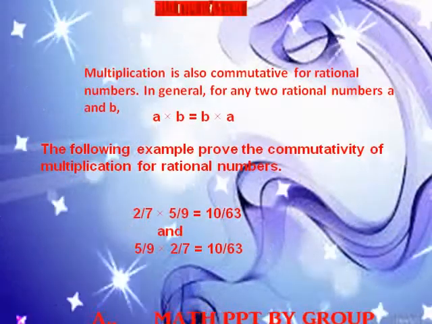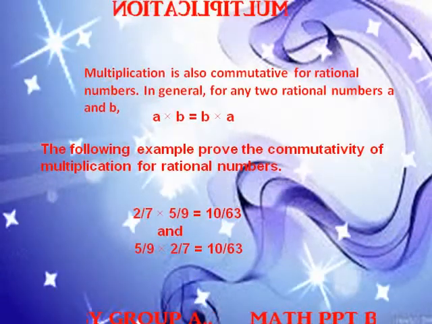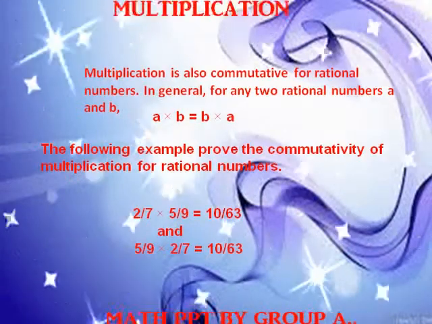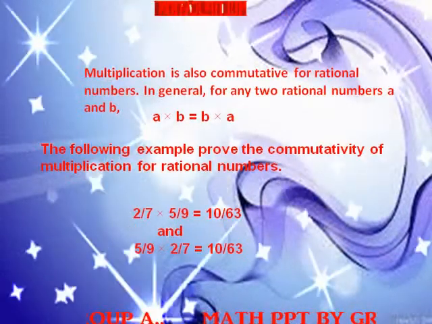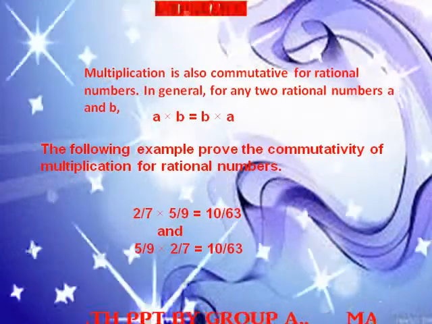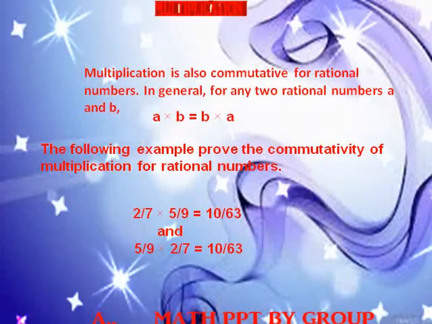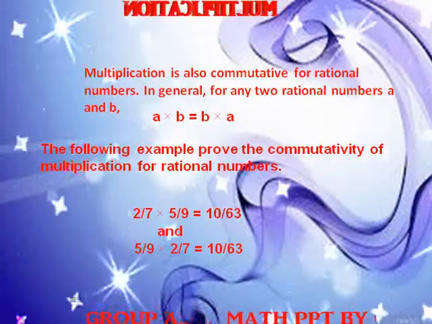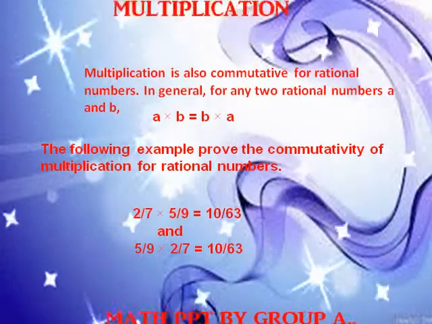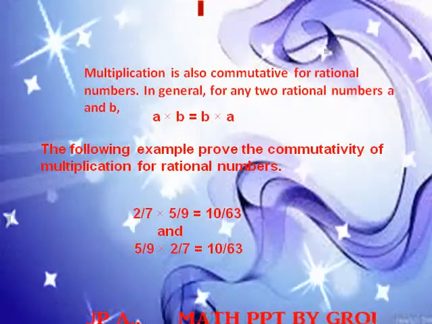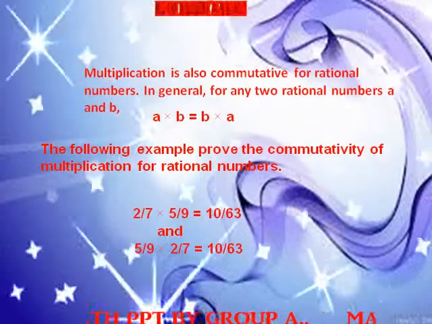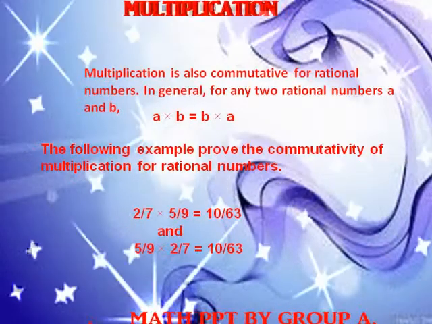Multiplication. Multiplication is also commutative for rational numbers. In general, for any 2 rational numbers a and b, a multiplied by b equals b multiplied by a. The following example proves the commutativity of multiplication for rational numbers. 2 upon 7 multiplied by 5 upon 9 equals 10 upon 63, and 5 upon 9 multiplied by 2 upon 7 equals 10 upon 63.